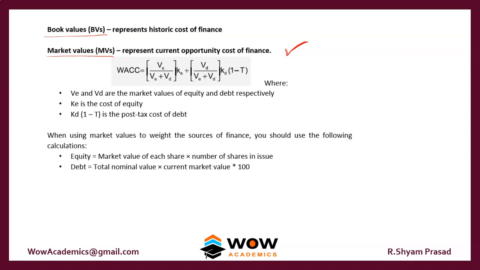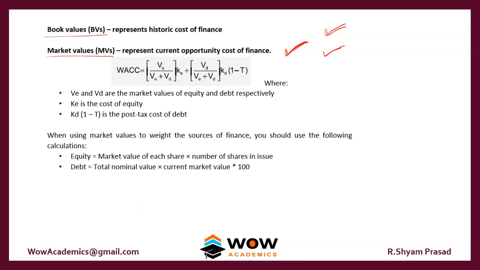If information is given for book value and they don't state which WACC they want, then you have to do the book value because information is available for that. If information is available for market value but they don't specify which WACC they want, again you have to do the market value. In case they don't specify anything but you have all the information available, then you have to do the market value WACC. So that's how you have to approach an exam problem.